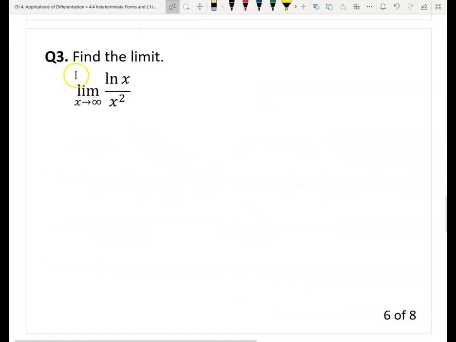Here is the third question. Okay, so we have a limit of a quotient. Let's verify whether this is indeterminate or not. Okay, the numerator ln x, of course, grows to infinity. So this is infinity over the denominator, which also goes to infinity. Therefore, this is an indeterminate form. What we can do is use L'Hopital's rule, right? So we can use L'Hopital's rule.